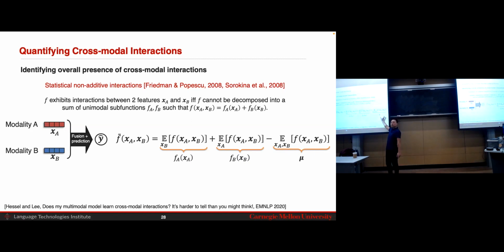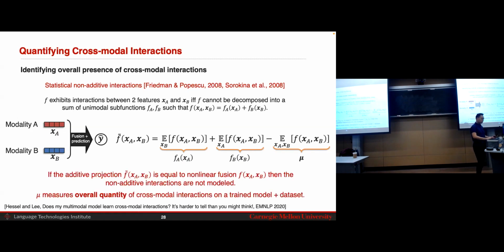This residual tells you the amount of cross-modal interactions that exist in the data, in a model, because it's some additive functions plus any interaction term that cannot be expressed as your additive functions. So if this additive projection, f of a plus f of b, is equal to the nonlinear, whatever big fancy method you designed, that means mu is really small, and therefore these non-additive interactions are not being captured. So mu captures the overall quantity of cross-modal interactions on a trained model and data set. This is an example. If some of you remember, this was the EMAP method that LP talked about in one of the early lectures. So that was already a glimpse of what quantification could look like.